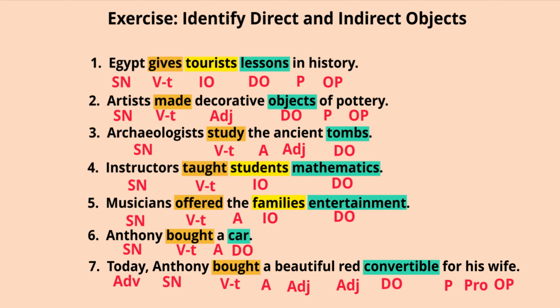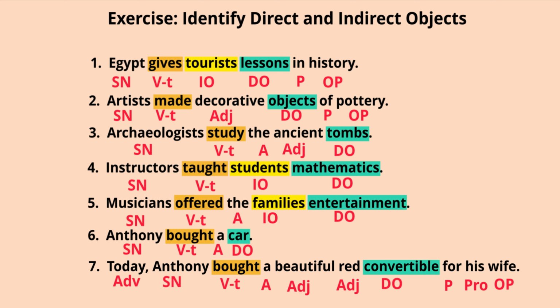The next one is Anthony bought a car. Anthony is a subject noun. Anthony bought what? Car. So car is the direct object. Because we have a direct object, bought would be the transitive verb and a is the article adjective.